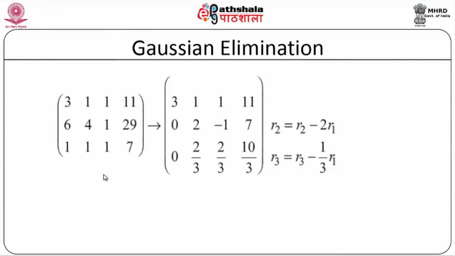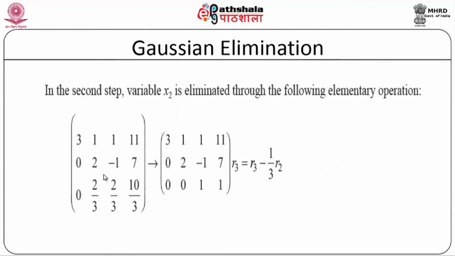Now, we can continue the procedure, and we can keep the coefficient 2 in the second equation as the pivot, and we can attempt to remove 2 by 3 in the third equation. The transformation that we are going to use is R3 equal to R3 minus 1 by 3 into R2. By applying these transformations, we now have the upper triangular matrix.